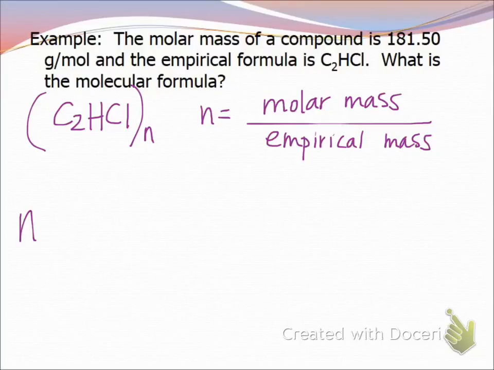Your number on the top will always either be the same or bigger. So if you ever put a smaller number on top, then you've done it wrong, because it'll never be a smaller number on the top. So we're going to put what they gave us, 181.50. Does anybody want to venture to guess what the empirical mass is? If I said you got to guess or you get a 0, what would you guess to be? What do you think the empirical mass is?